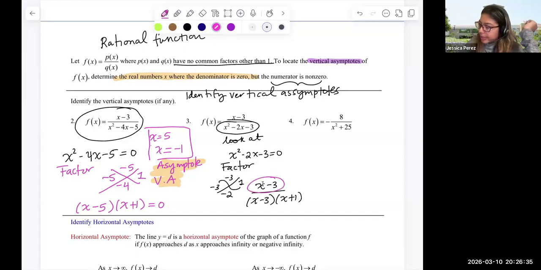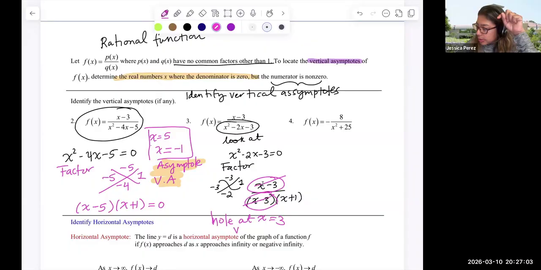So note that I have an x minus 3 and an x minus 3. You're going to say, oh, well, that cancels. But if you cancel, you still have a hole at x equal 3, because at x equal 3, I'm going to get a 0 in my denominator. So it's not going to be a vertical asymptote, it's going to be a hole. A hole occurs when you cancel the top and the bottom.